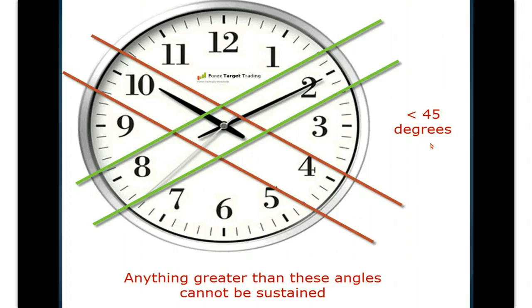A trend is easy to figure out because you can look at your watch. A downtrend is 10 to 4 on a watch. That is sustainable. It can be no greater than 45 degrees. It can be less than 45 degrees, but it can't be greater than 45 degrees. An uptrend is 8 to 2.